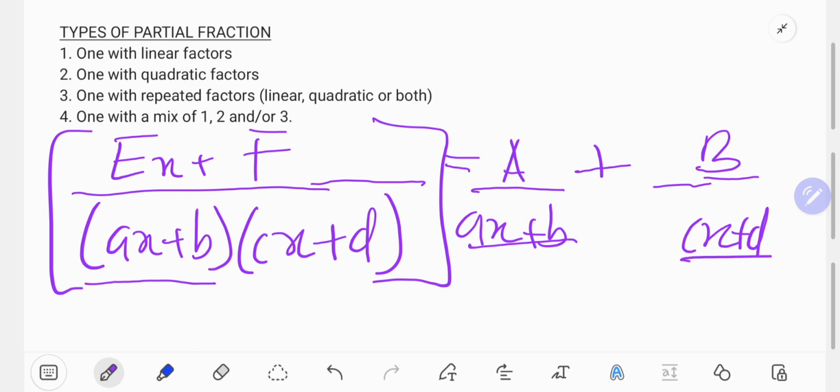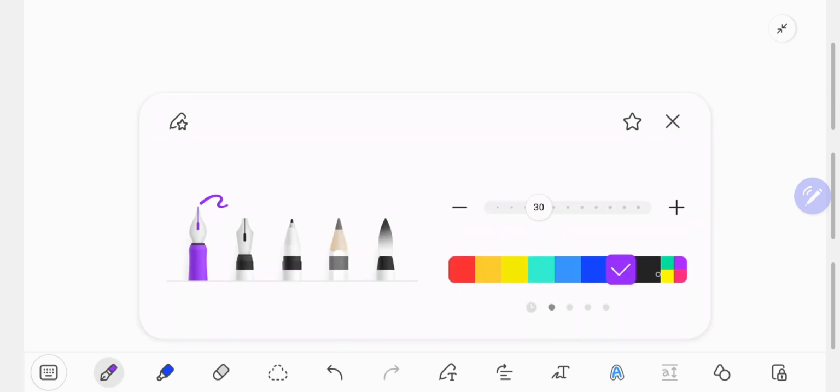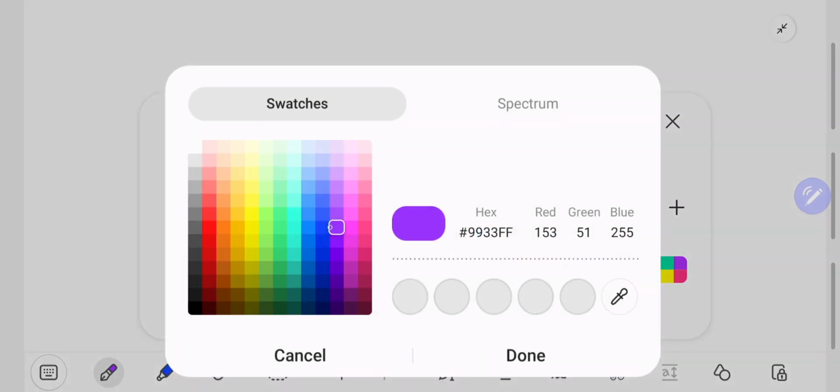Okay, so let's solve some examples. Let's take our first example.